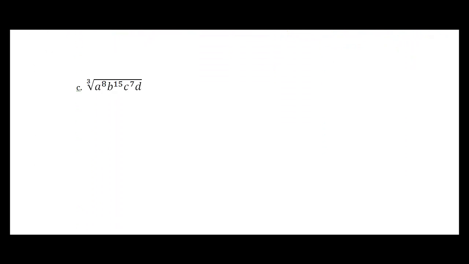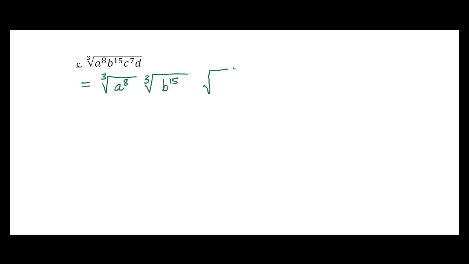Another example. We have the cube root of a to the 8th times b to the 15th times c to the 7th times d. What I like to do when I have multiple variable expressions or multiple factors under my radical is separate it and look at each individual thing one at a time. This is not a necessary thing to do. It just helps me in my thinking. Instead of looking at everything all jumbled up together, I'm going to separate them. And notice, since I don't have an operation between them, it's still multiplication.